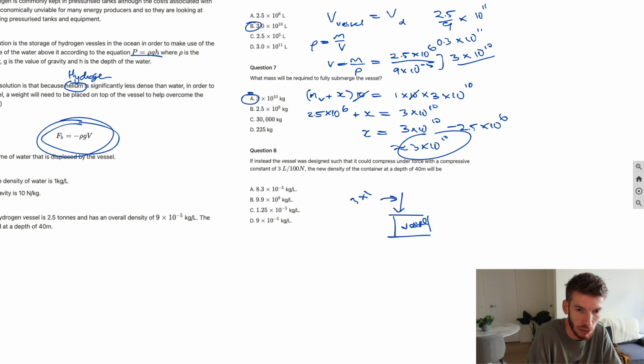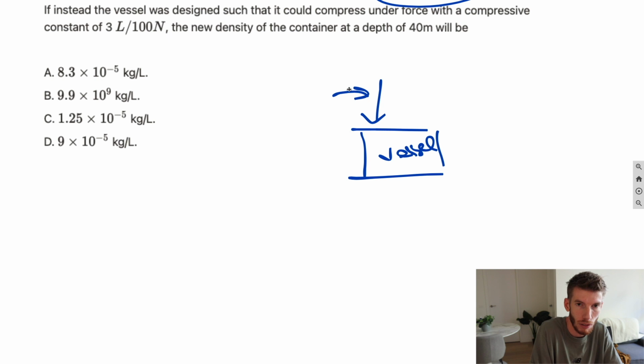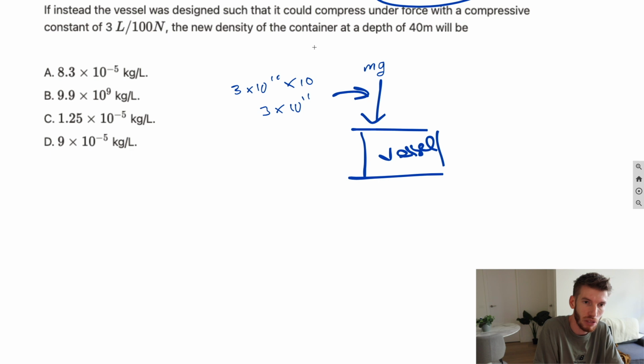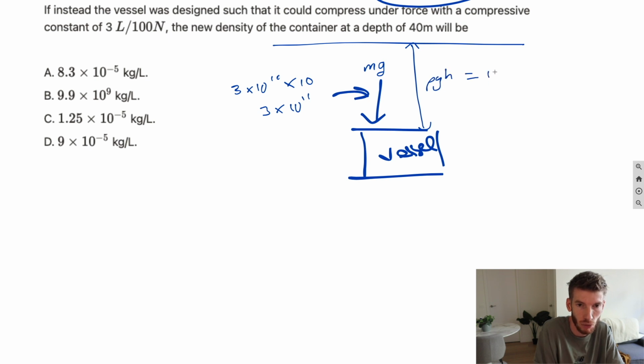Times that by gravity. Let me do that a little bit more neatly. I might zoom in on this. So we've got the mass times gravity. So that was 3 by 10 to the 10 times 10, which is really 3 by 10 to the 11, pressing down. You've also now, when it's actually at depth, it has 40 meters of water above it. And so therefore there's a hydrostatic pressure applied as well, and that was rho g h. So that is 1 times 10, and the depth was 40. So that gives us 400 newtons pressing down as well on top.